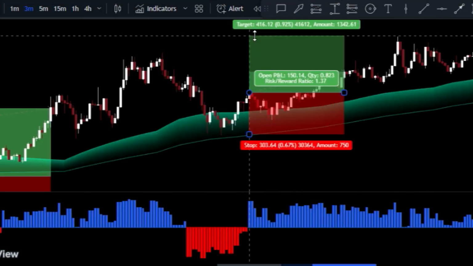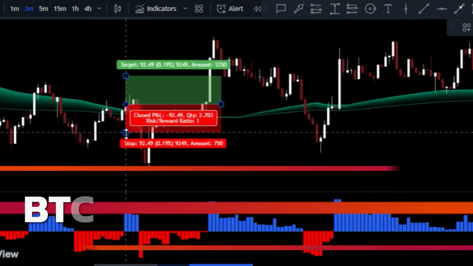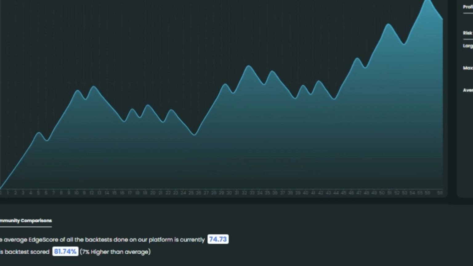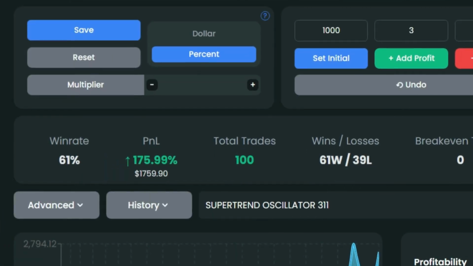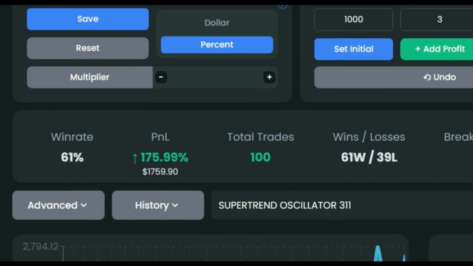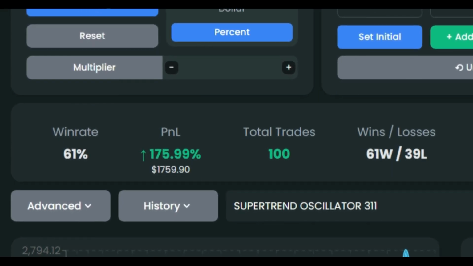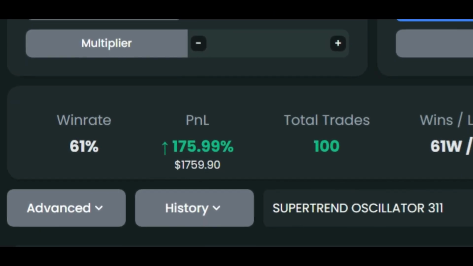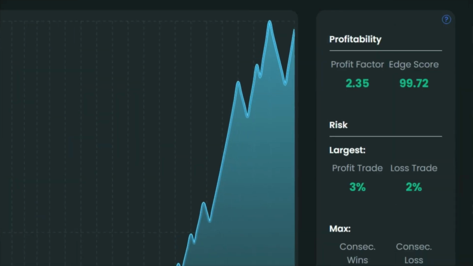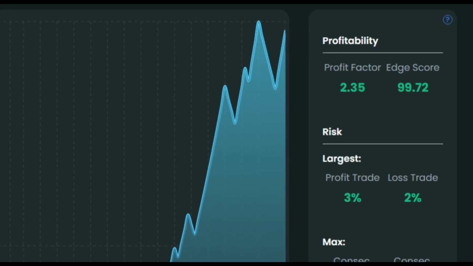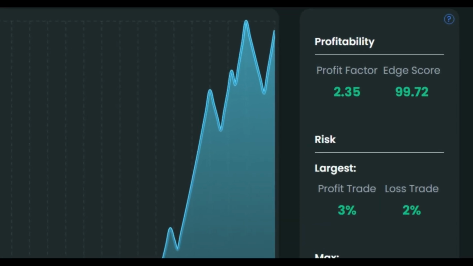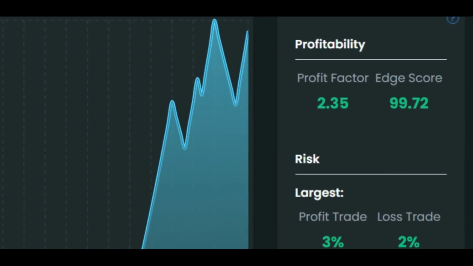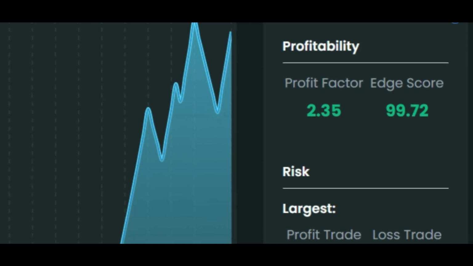And now I'm excited to share the results of the backtest. Using a 3-minute time frame on the Bitcoin chart, we applied our strategy and witnessed outstanding results. A 61% win rate accompanied by steady wins that lead to an impressive 175% profit. The success doesn't stop there. Our strategy showcased a robust profit factor of 2.35, meaning our overall gains surpassed our total losses by a factor of 2.35. This underscores the strategy's potential to yield profits while effectively managing risk.